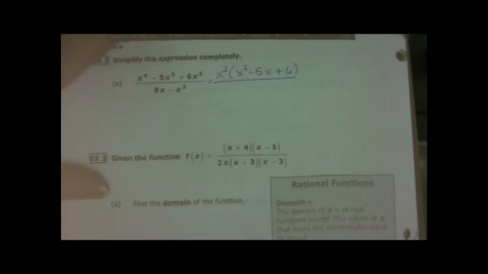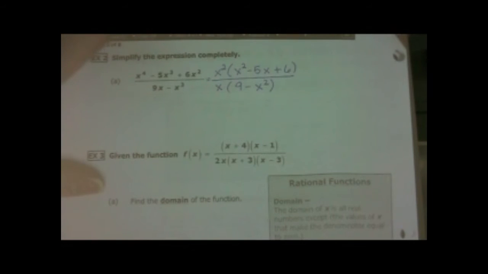All right, let's go to the next page. We've got one that may take a little bit more effort to work on here. First of all, in our numerator, factor out the greatest common factor. It's always your first step. It'll make everything else so much easier. So I'm going to factor out an x squared. In parentheses, that leaves me x squared minus 5x plus 6. On the bottom, I'm going to do the same thing. Factor out my greatest common factor here, which is x. And that leaves me 9 minus x squared.